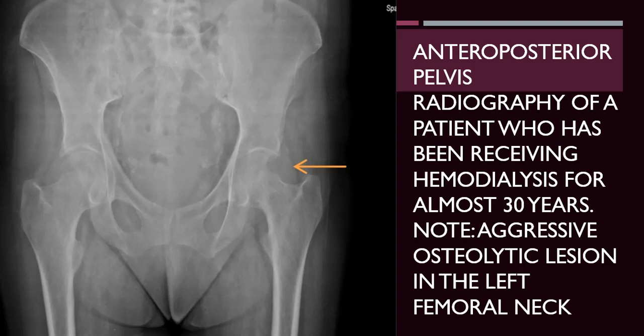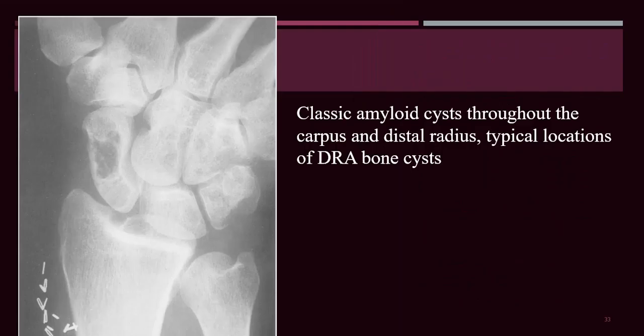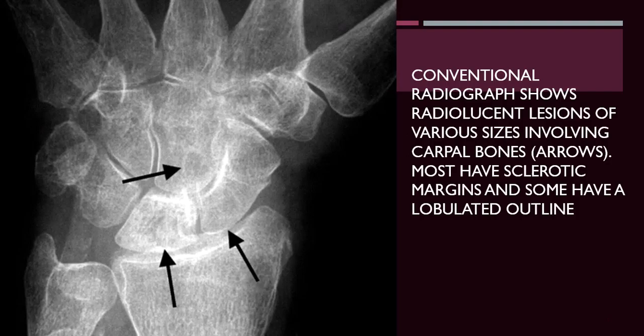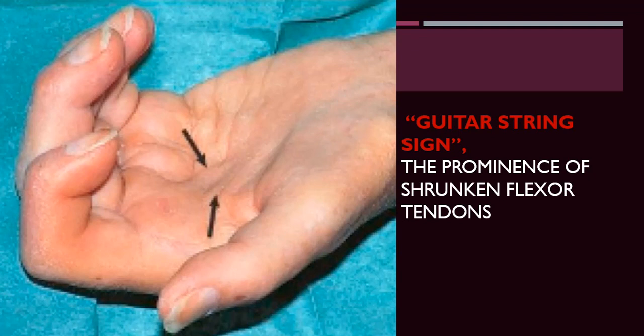Here are some of the X-ray findings and MRI for different patterns of dialysis-related amyloidosis. There is an aggressive osteolytic lesion in the femoral neck. And this is the classic amyloid cyst through the carpus and distal radius, which is a typical location of dialysis-related amyloidosis bone cyst. These are radiolucent lesions of various size involving carpal bones. And this is the guitar string sign, like the hand of a guitar player. This is a characteristic guitar string sign, due to the shrunken flexor tendons.